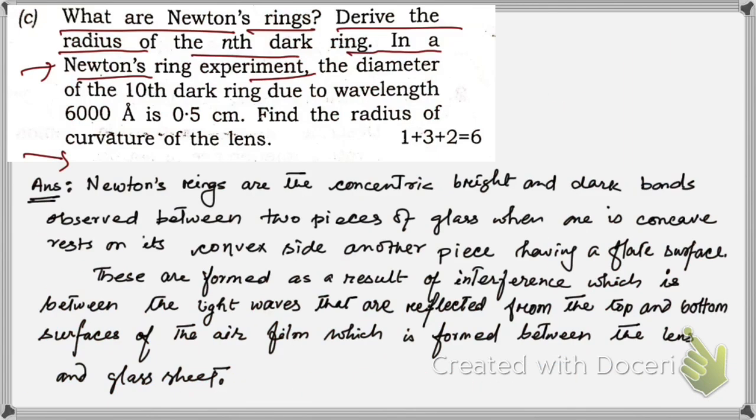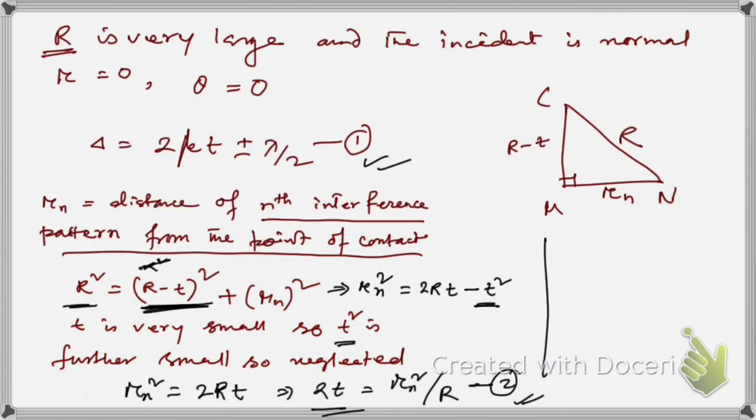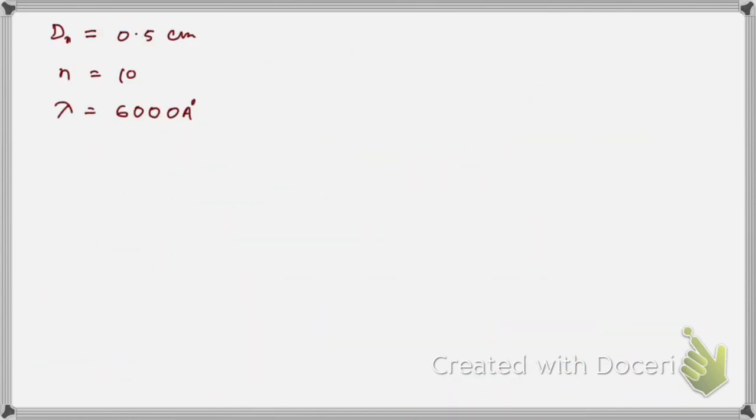So here we have a problem, a numerical problem. So this is the question, right? The diameter of the 10th dark ring due to the wavelength given is 0.5 centimeter. So diameter is given. Find the radius of curvature of the lens. That means capital R should be calculated here. So we need to find the radius of curvature.